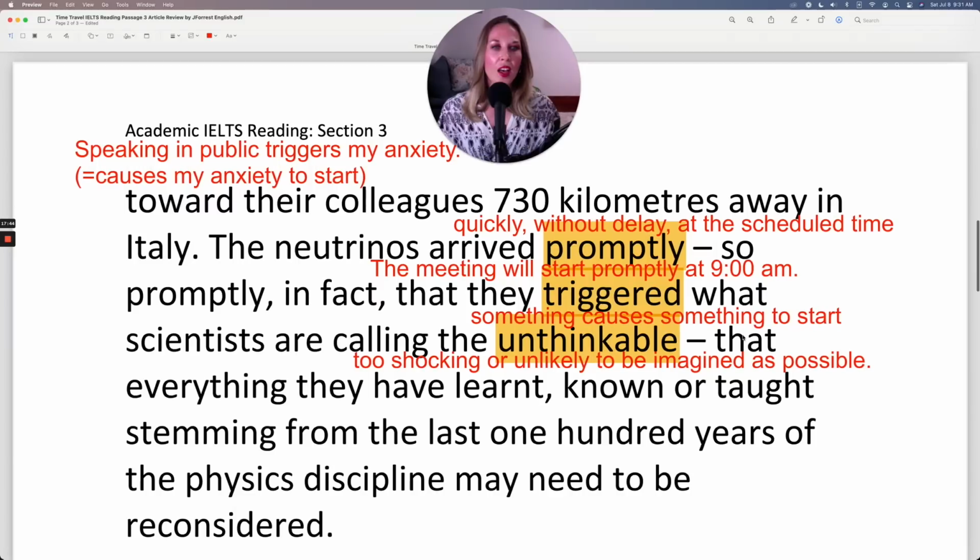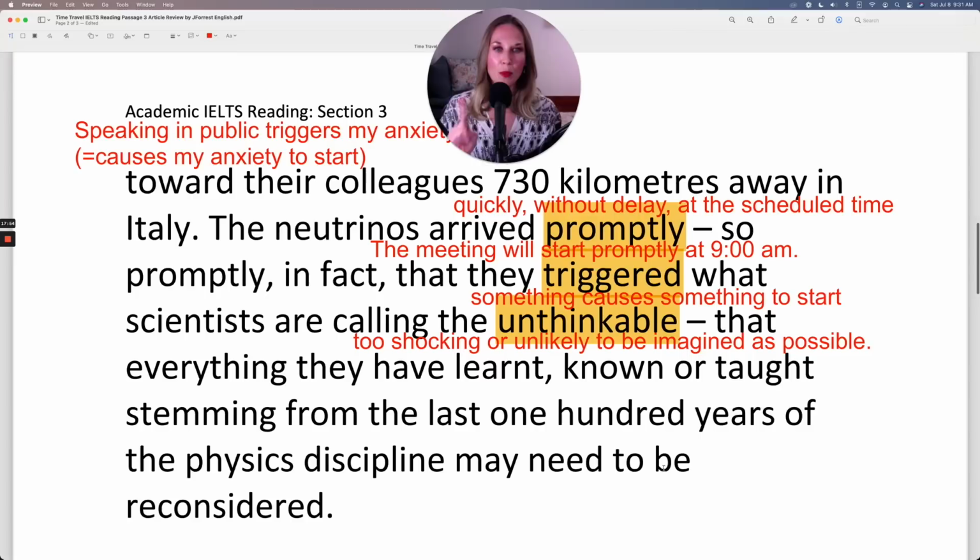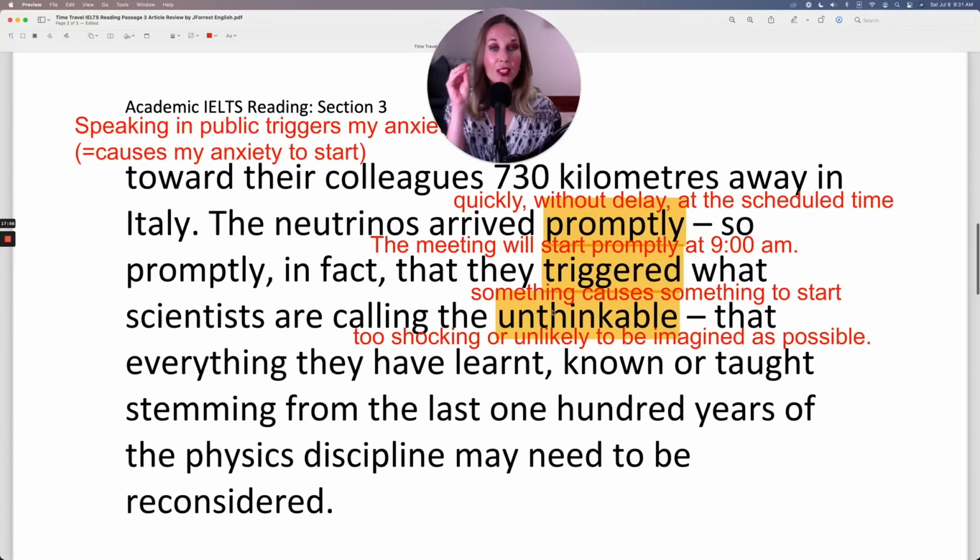It's unthinkable. That everything they have learned, known, or taught stemming from the last 100 years of the physics discipline may need to be reconsidered. So this is the unthinkable, that everything that physicists know about their discipline, they may need to think about it again if time travel is possible. I want to point out the past simple here of the verb learn because you might be confused as to why it has a T.